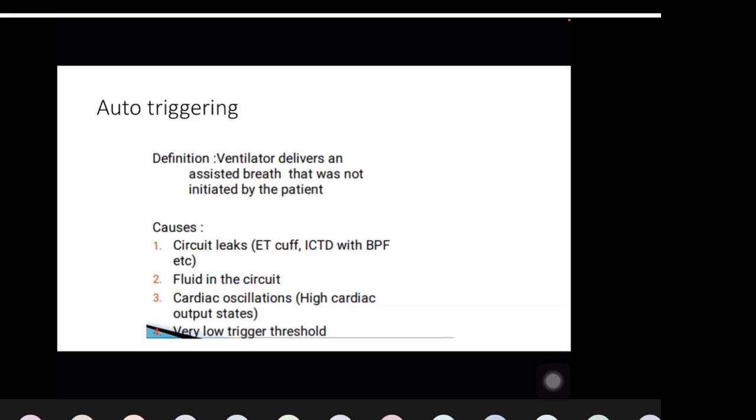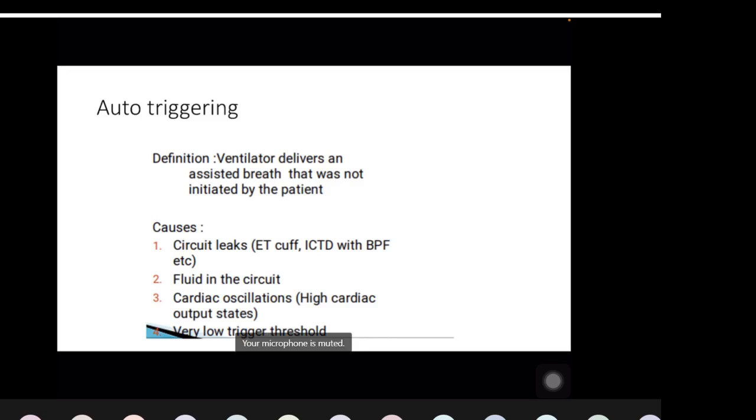Next is auto triggering. Auto triggering means the ventilator delivers an assisted breath that was not initiated by the patient. It is particularly common if we are setting a very low threshold, for example a pressure threshold of 0.5 or 1 centimeter of water, or a flow of 0.5 or 1 liter per minute. That can lead even cardiac oscillations or fluid in the circuit to be sensed as a change in the flow or pressure that may lead to delivering a breath.